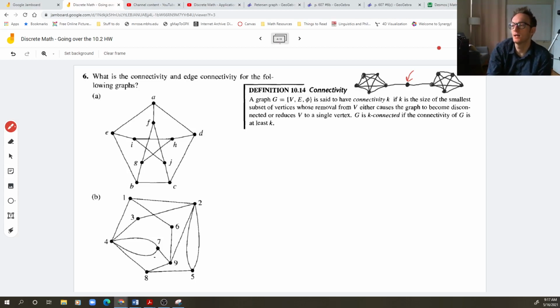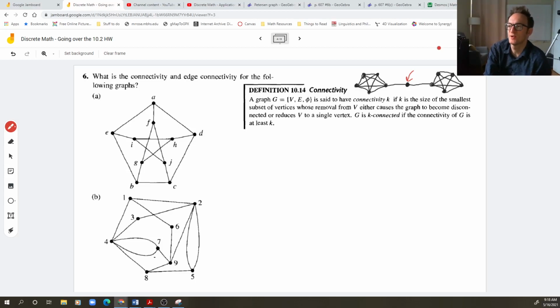Okay. Some city goes into quarantine or whatever and cuts off all roads from that city to everywhere else, and then suddenly your whole country becomes disconnected from each other. So this is very important. All right, let's just do it.